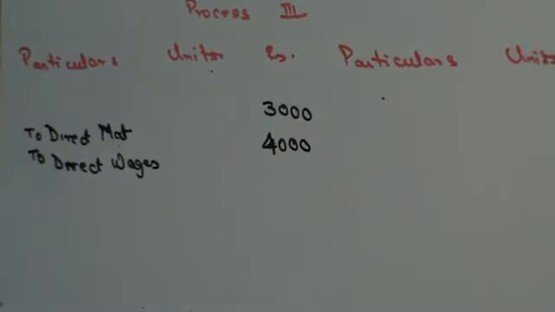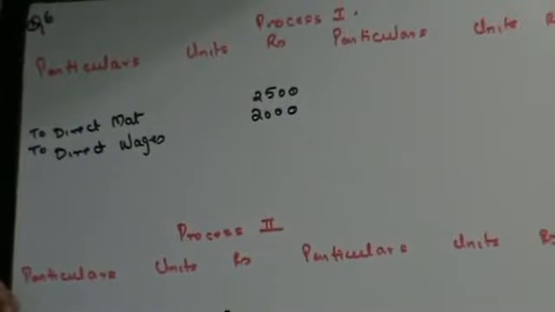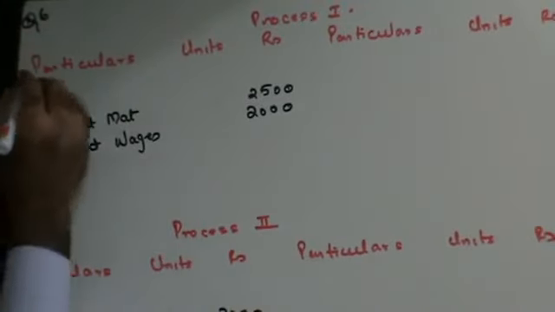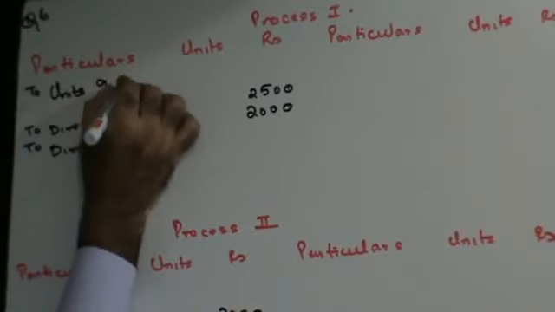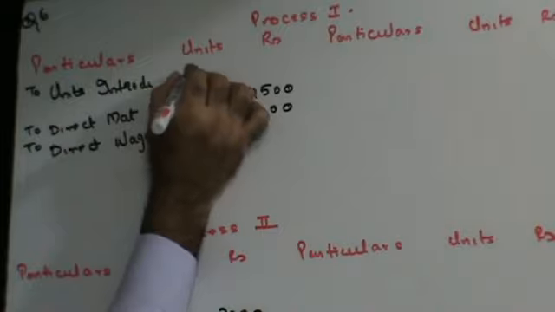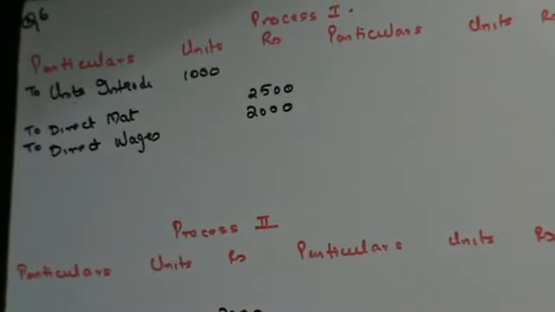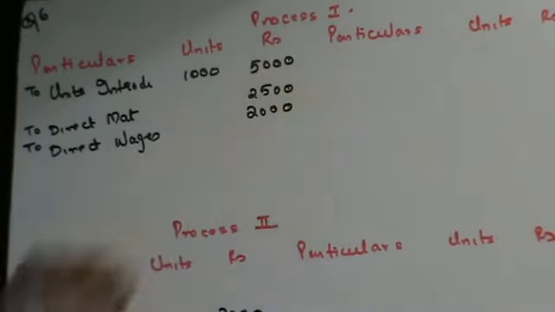Okay. Next, production overheads are 9000. They have not told me in what ratio I have to divide it amongst the 3 processes, so I will not record this right now. 1000 units at rupees 5 are introduced in process 1. To units introduced. 1000 units have been introduced. The cost of each unit is 5 rupees. 1000 into 5, 5000 rupees. So that's my units introduced.